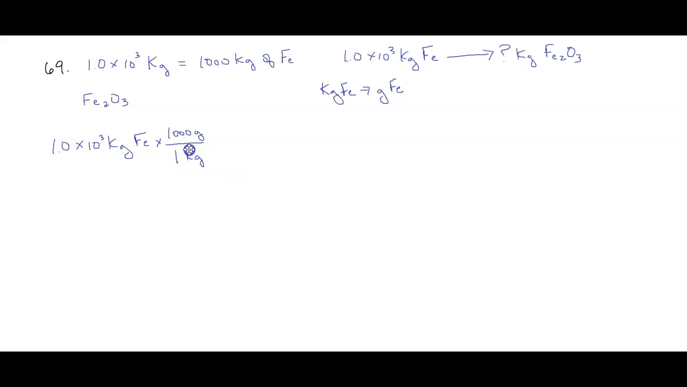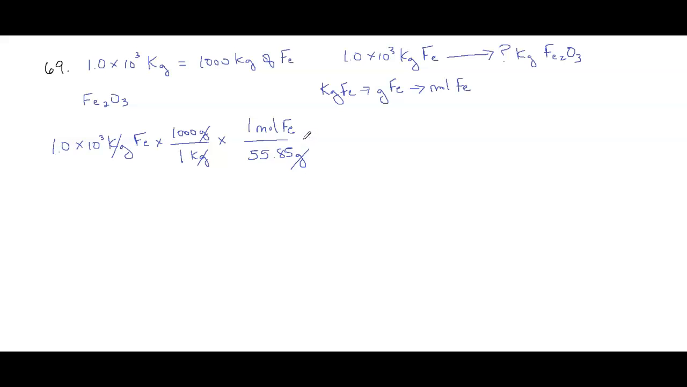I'm going to need lots of room because there's a lot of conversions in here. That's going to get rid of my kilograms by putting it on the bottom, and then I have grams on the top. My next conversion is to go from grams of iron to moles of iron. So to get to moles of iron, I'm going to go 1 mole of iron is equal to the molar mass of iron, which is, on the periodic table, 55.85 grams. That goes away, and now I have moles of Fe.